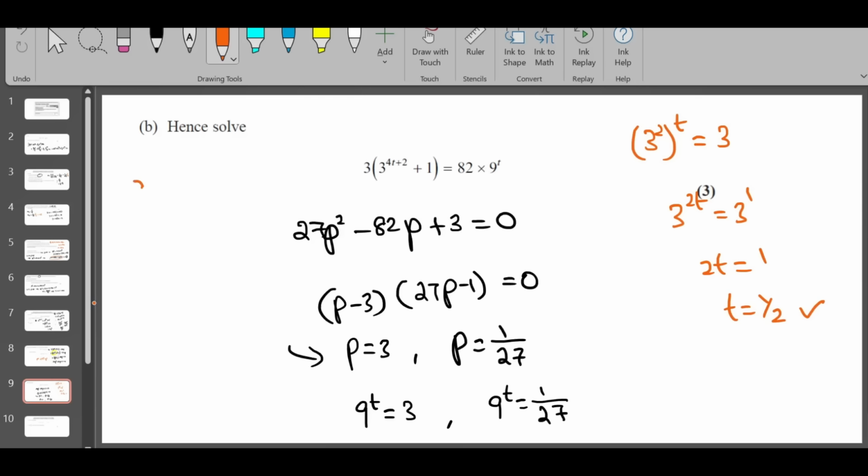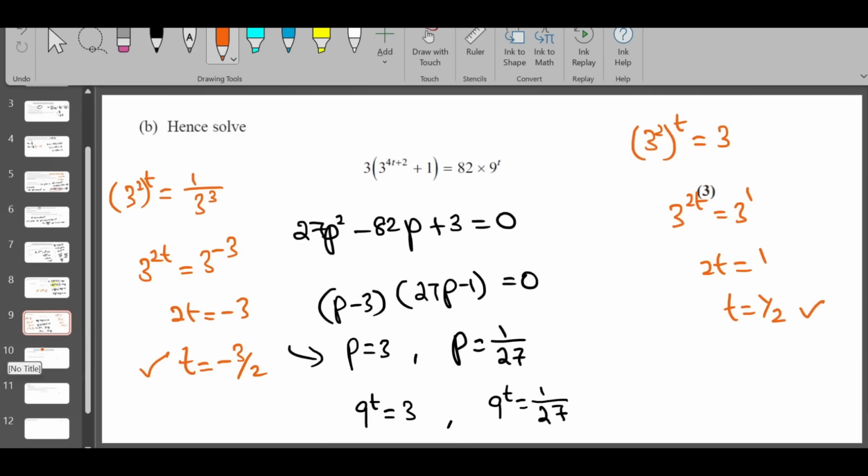Take the second one. 9 power t is 1 over 27. 27 is 3 cube. 9 is 3 square. So 3 power 2t is 3 power minus 3. 2t is minus 3. t is negative 3 over 2. This is now the solution. There are two solutions. That's all.